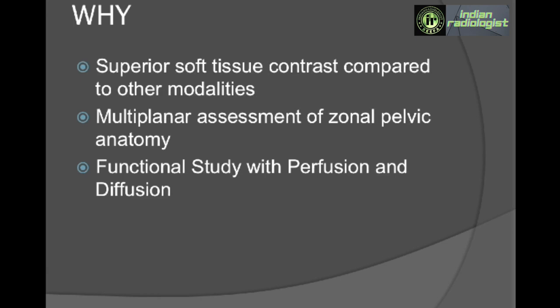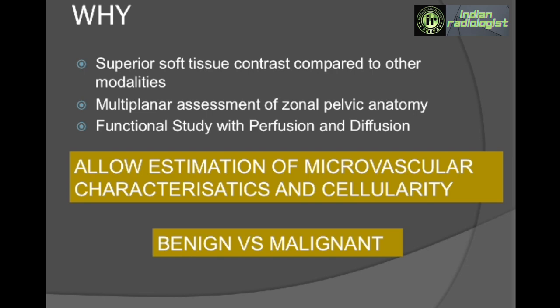While we all know the far superior soft tissue contrast that we get with MRI, it is much better than any other imaging modality of radiology. It also allows for multi-planar assessment of zonal pelvic anatomy. When we add functional study with perfusion and diffusion imaging, then MRI does allow us to identify a disease process as being benign or malignant. And this is by allowing the estimation of microvascular characteristics of that particular pathology and its cellularity.